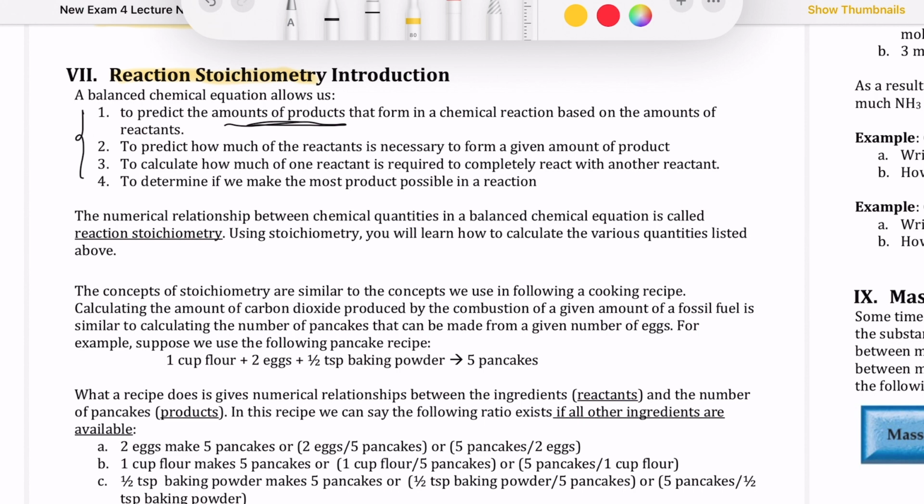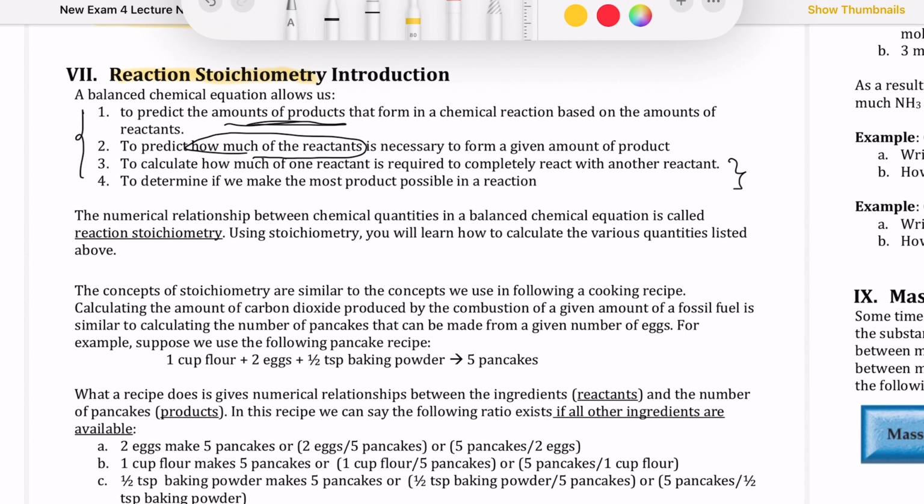Do I get a lot of product? Do I get a little bit of product? Specifically, how much? How can I quantify that? Of course, the other thing that's really important is how much reactant do I actually need to make that product? I need to go buy some of these reactants. I need maybe to make some of these reactants. So how much of them is needed?